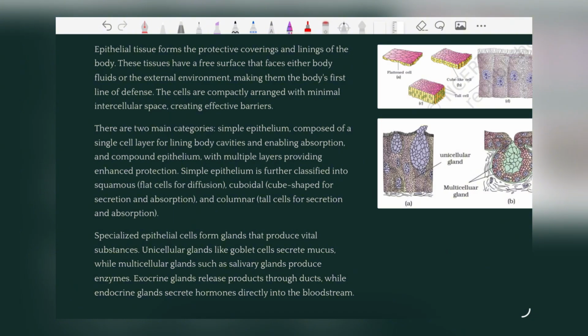These are mostly for absorption. The cuboidal cells mostly form glands and are present in the PCT, and columnar cells are mostly for absorption, found in the intestines.